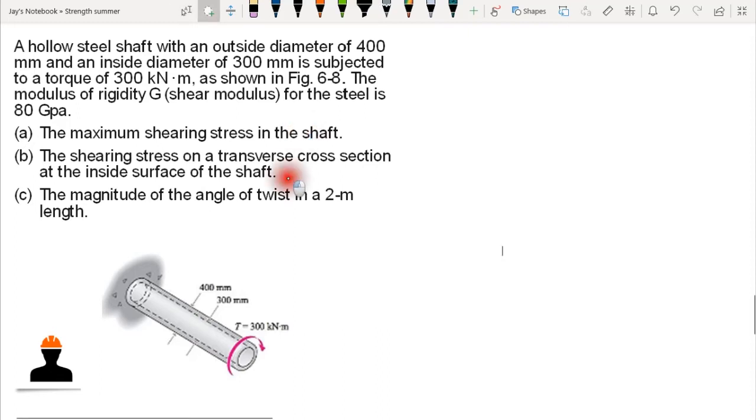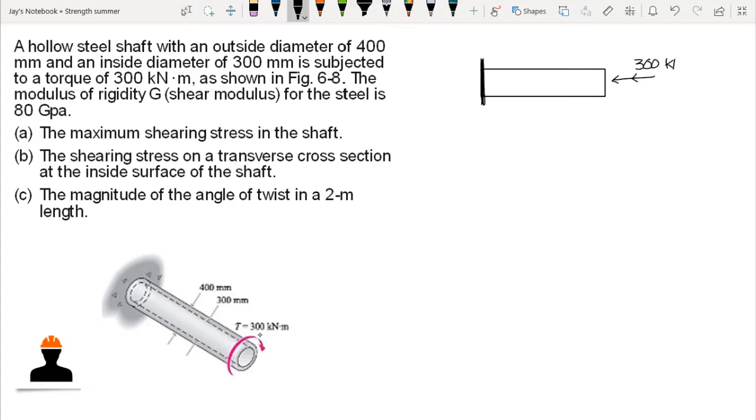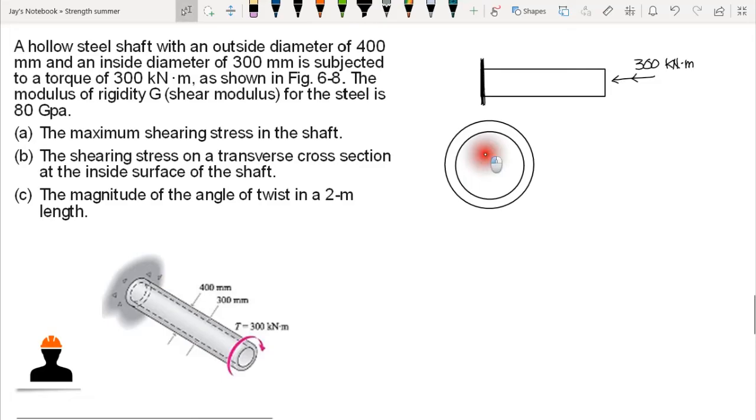The second question is the shearing stress in the transverse cross-section at the inside surface of the shaft, and the magnitude of the angle of twist in a 2-meter length. Okay, so if we try to draw our figure again, now we have torque here that is 300 kN·m. Using the right-hand rule, the double-headed arrow here is the torque. Since our material is hollow steel, we have a hollow in between, then we have our outside diameter that is 400 and our inside diameter that is 300.